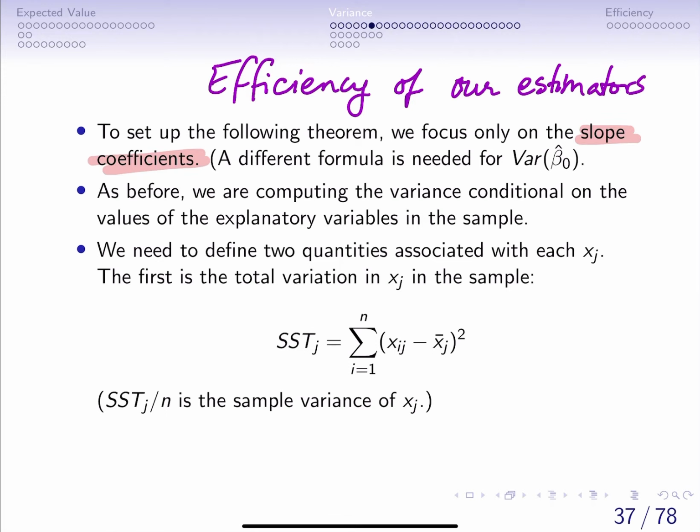So there are at least two things we want to discuss before we get to the formula for the variance of beta 1 hat. The first thing is something we discussed even in the last chapter, which is the total variation in x. The total variation in any xj can be measured as the deviation of xij from its mean, squared and summed across the sample. If you manipulate this, SSTj divided by n is just the sample variance of xj.